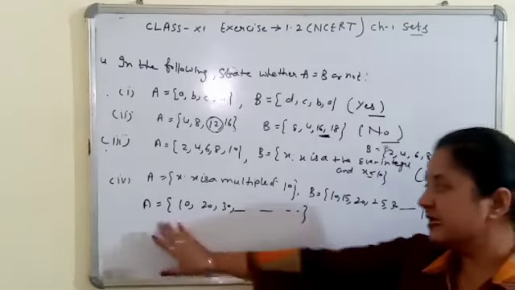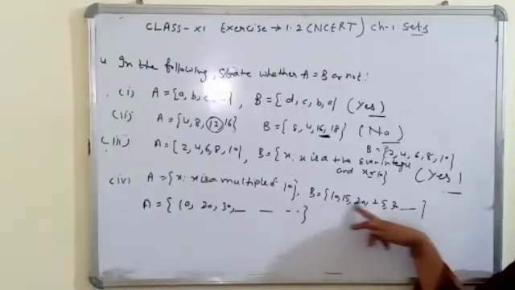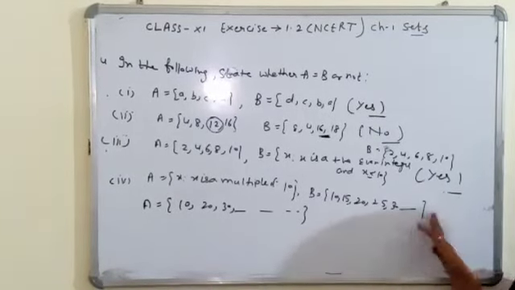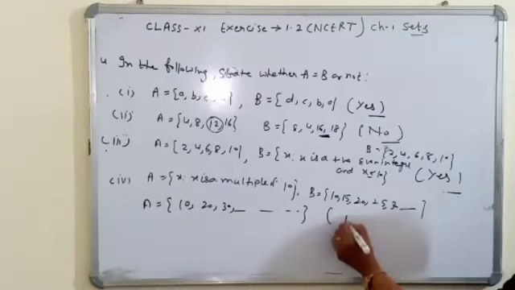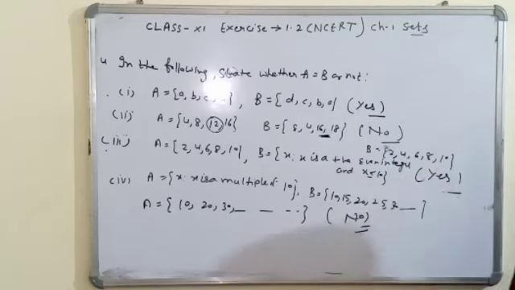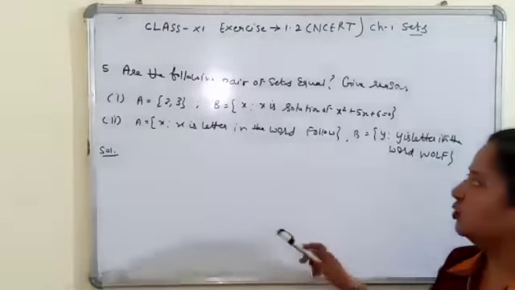Here you can see A has the multiples of 10 and set B has the elements which are multiples of 5. So these are not equal sets. No, they are not equal. Now this was your question number 4. Let's start question 5.